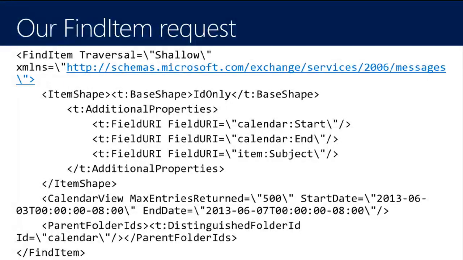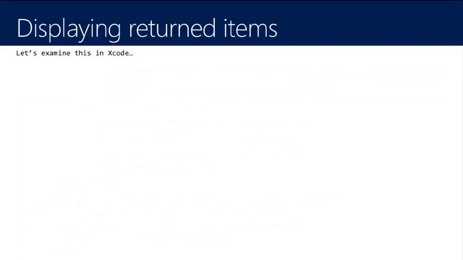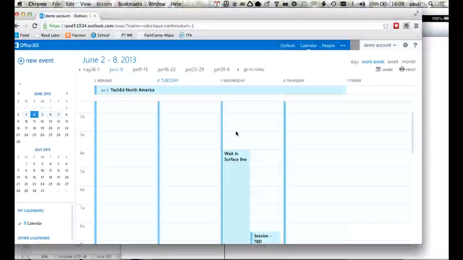So this is just a block of XML that we're going to send up to the server using the same HTTPS post mechanism we've been talking about. And we're going to get back a block of XML using the same mechanism we've been discussing that will have the data we want in it, if any exists. So to look at the items that come back, let's flip back over to Xcode.